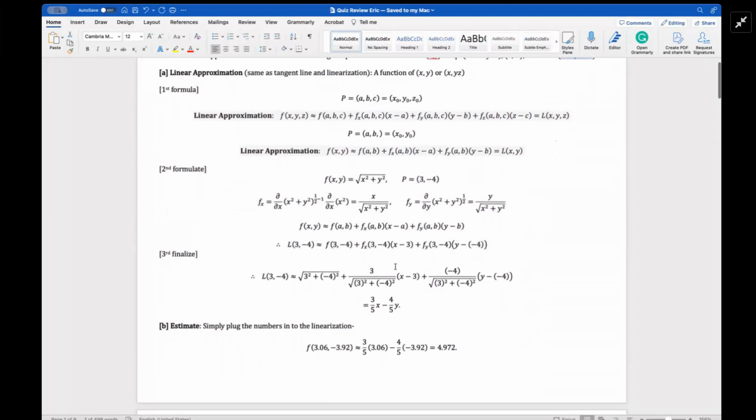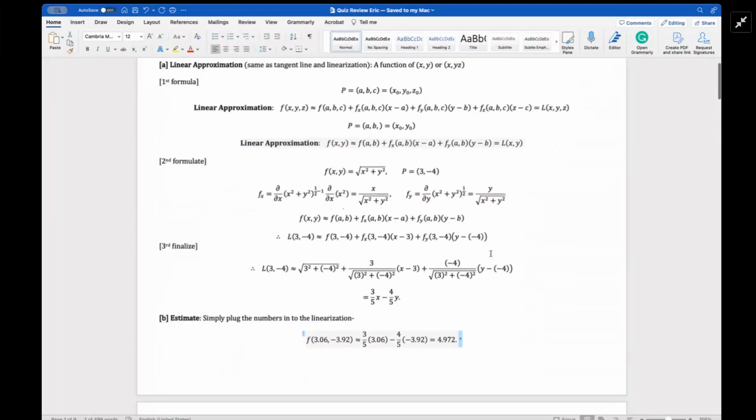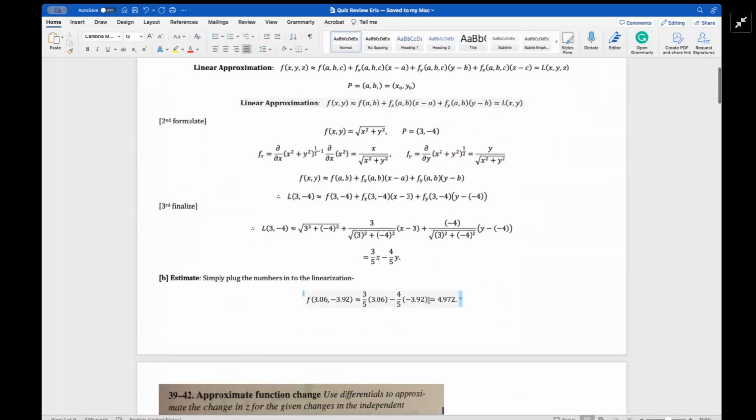You can pause and take a look at that. Once you plug them in, you simplify. You got your equation of the tangent line here, and then you evaluate that at the 2 decimal numbers, and that will give you 4.972. So I encourage you to take this number here and plug it into the original function. And you'll find that this function, evaluated at this number, is nearly identical to this number right here.